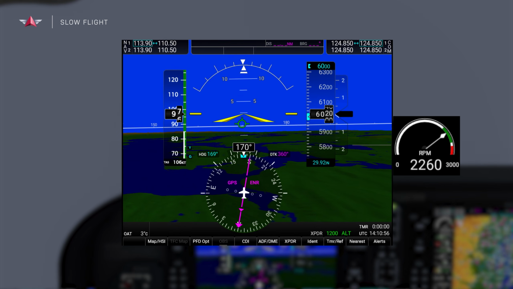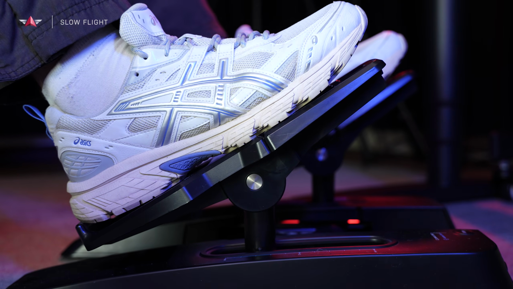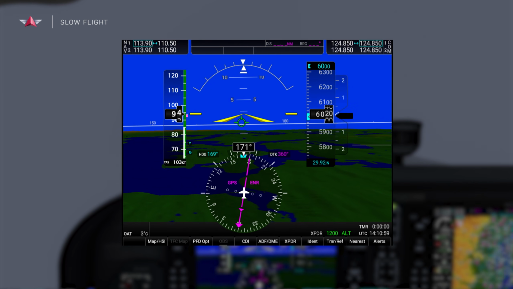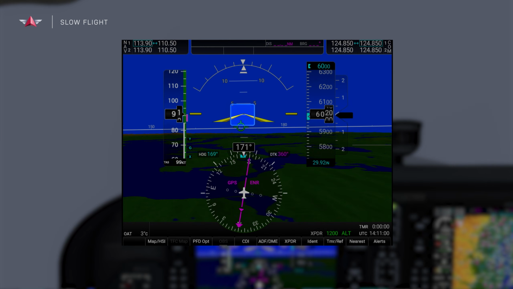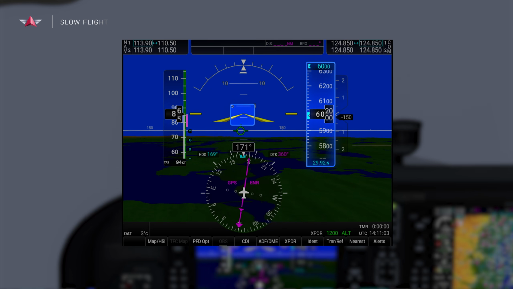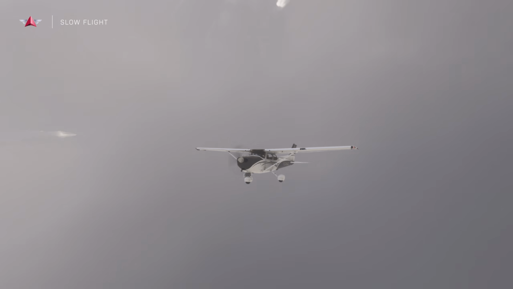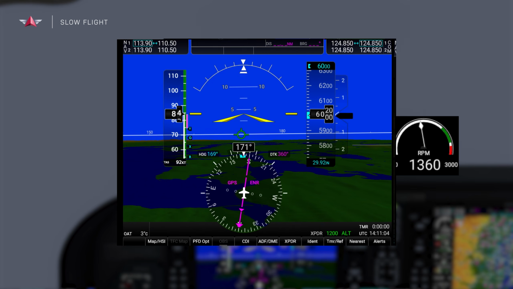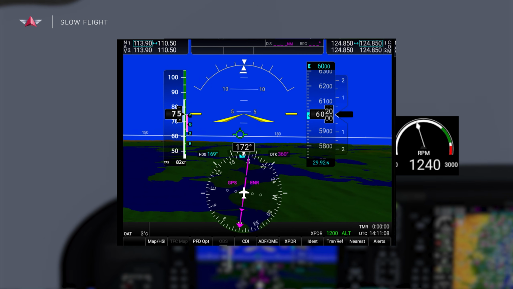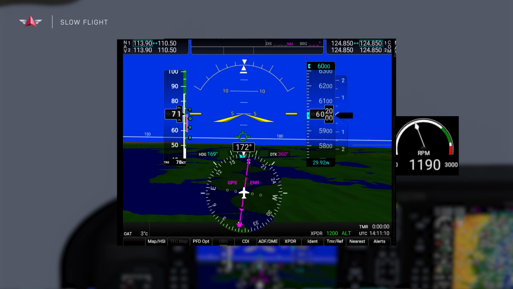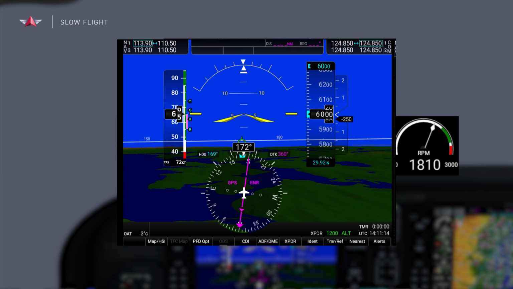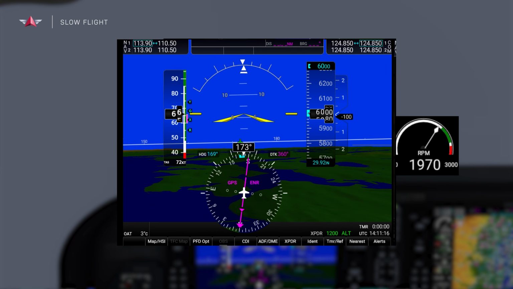Here we go. We reduce power. Left rudder is needed to maintain coordination. As airspeed reduces, I must continually pitch up. I scan the altimeter closely, looking for any movement or indication of a climb or descent. I arrest any deviation with changes to the pitch attitude. As airspeed approaches 65 knots, I prepare to arrest the speed reduction with power. There we go.